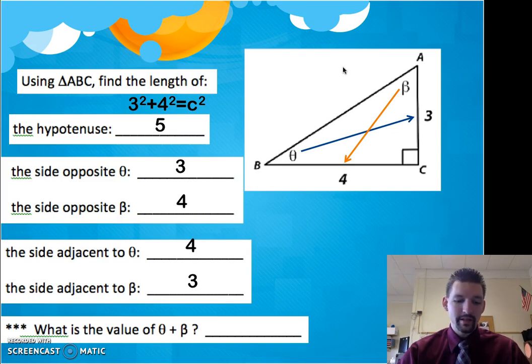So that leads us to this down here. What is the value of theta plus beta? Well, we know that a triangle has 180 degrees. We know that there's 90 taken out right here. So that means that the last two put together have to also equal 90.